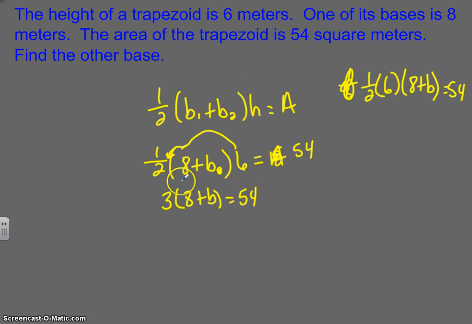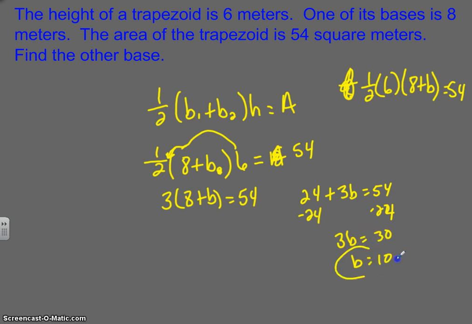Now there are two ways you can solve this. You can do distributive property, multiply the 3 times the 8 and the 3 times the b. Let's go ahead and do that since that's what you're most familiar with. 3 times 8 is 24 plus 3b equals 54. We're going to subtract 24 from both sides. I get 3b equals 30. So b equals 10. Okay, and we're done. The only thing really new was having these things out of order. But you know you can move the 6 over here, find half of that, use distributive property, and you're done.